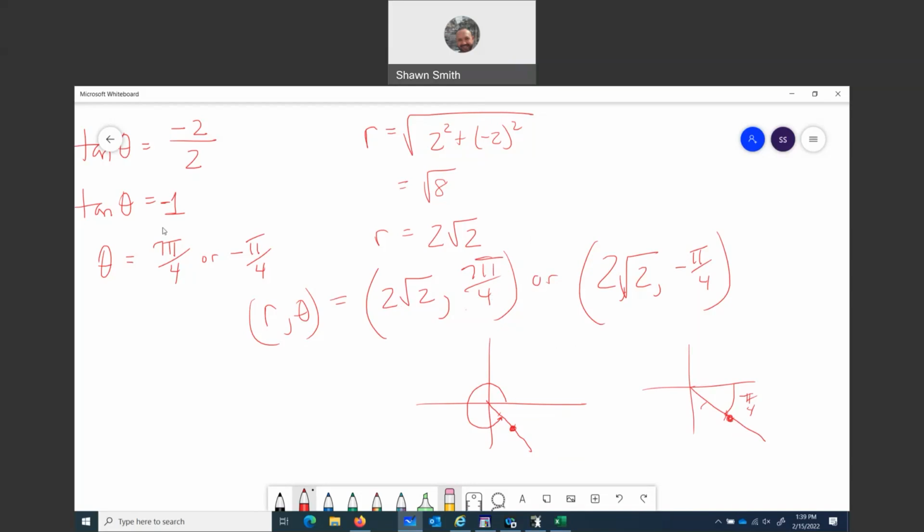All right, so just memorize that. Inverse tangent of y over x gives theta. r is the square root of x squared plus y squared. Nothing new, right?